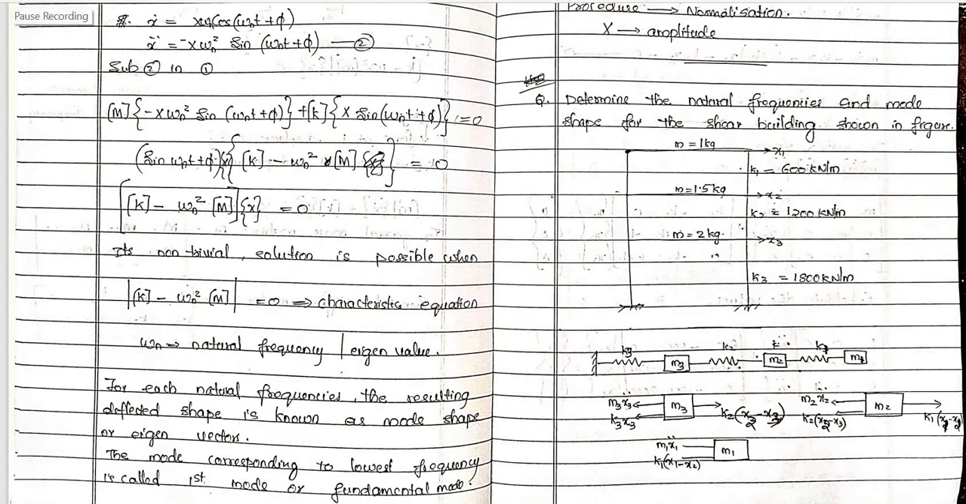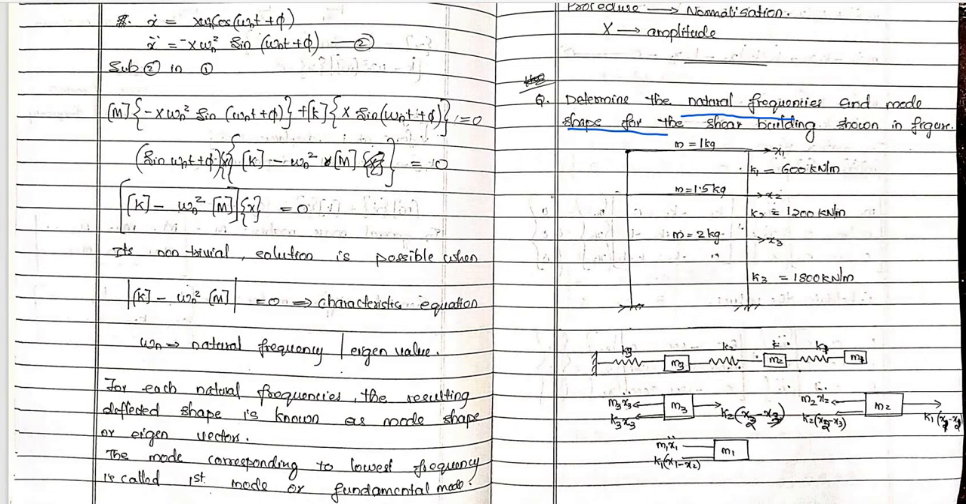So let us look into another problem from module 3 itself. In the first of the first classes, we discussed how to solve the equation of a 2 degree of freedom system. Now let us look into the solution to find out the natural frequency and mode shape of a shear building.